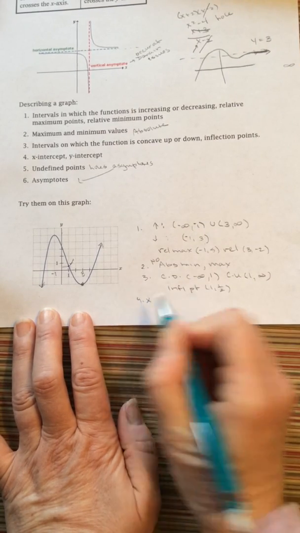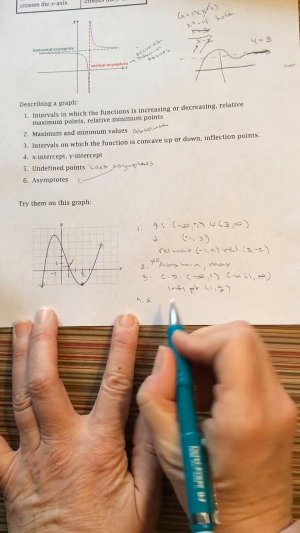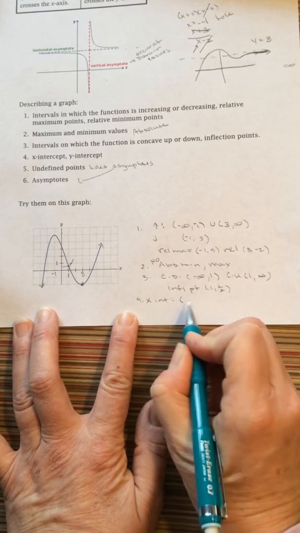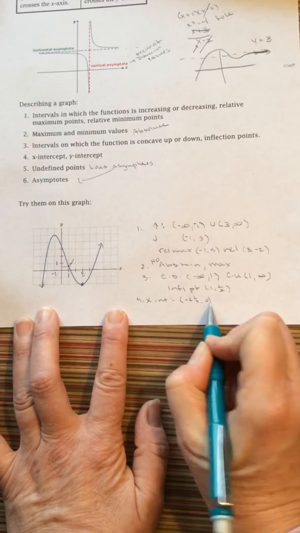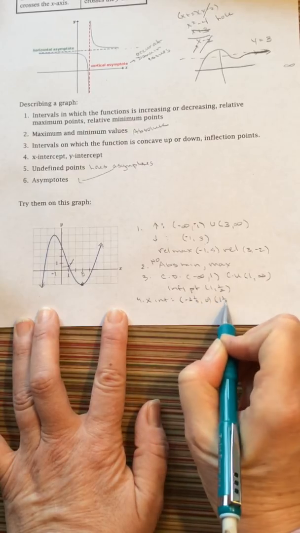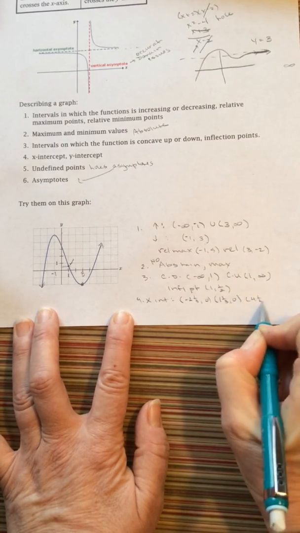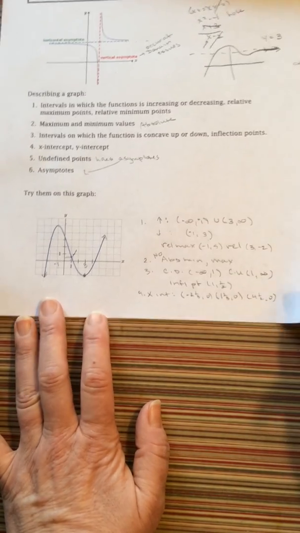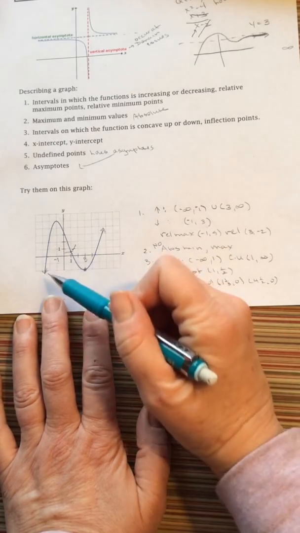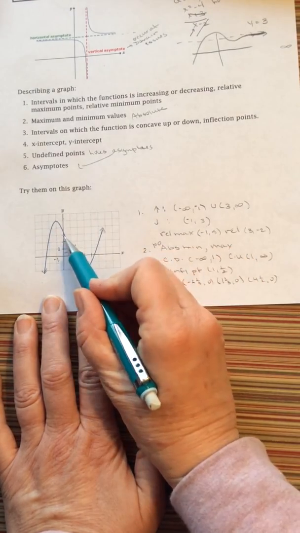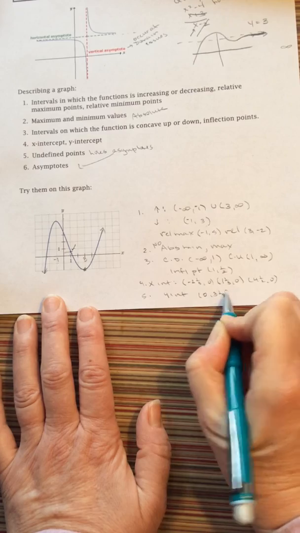X-intercepts. It looks like it's crossing here, here, and here. So we'd have to approximate the x-intercepts. We'll say (-2 1/3, 0), (1 1/3, 0), and (4 1/2, 0). Can't be really much more specific than that. Y-intercept. Because this is a function, there's only going to be one y-intercept, and it looks like it's hitting here around 3 1/3. So (0, 3 1/3).